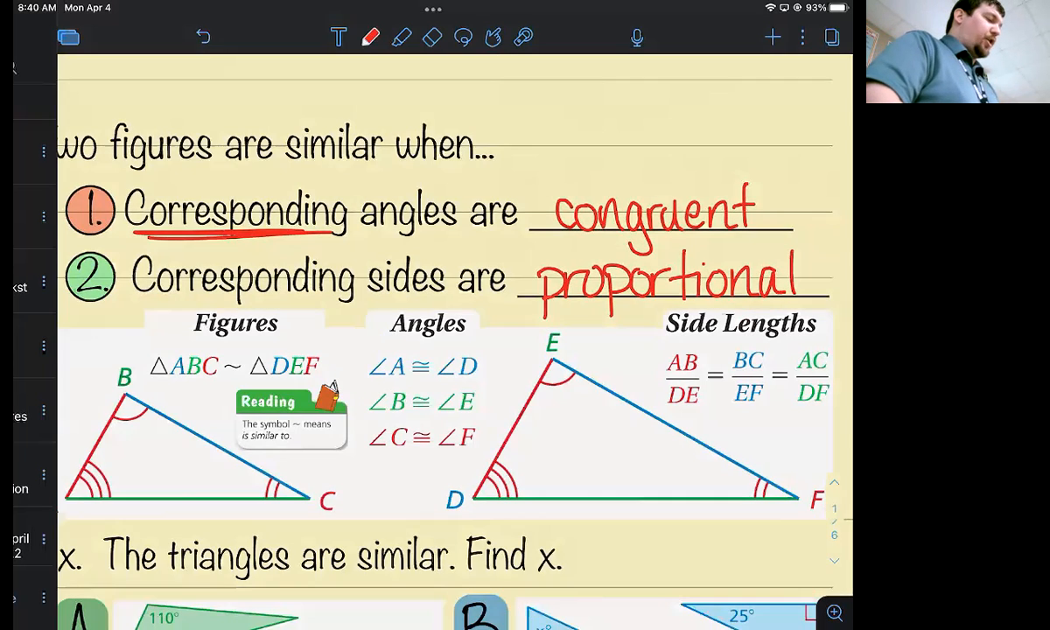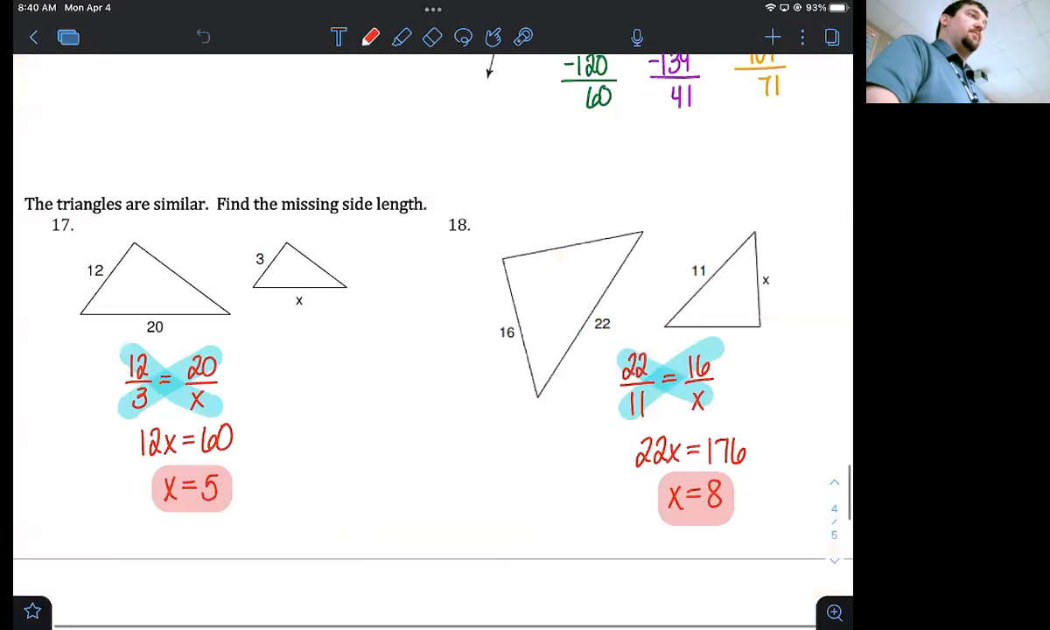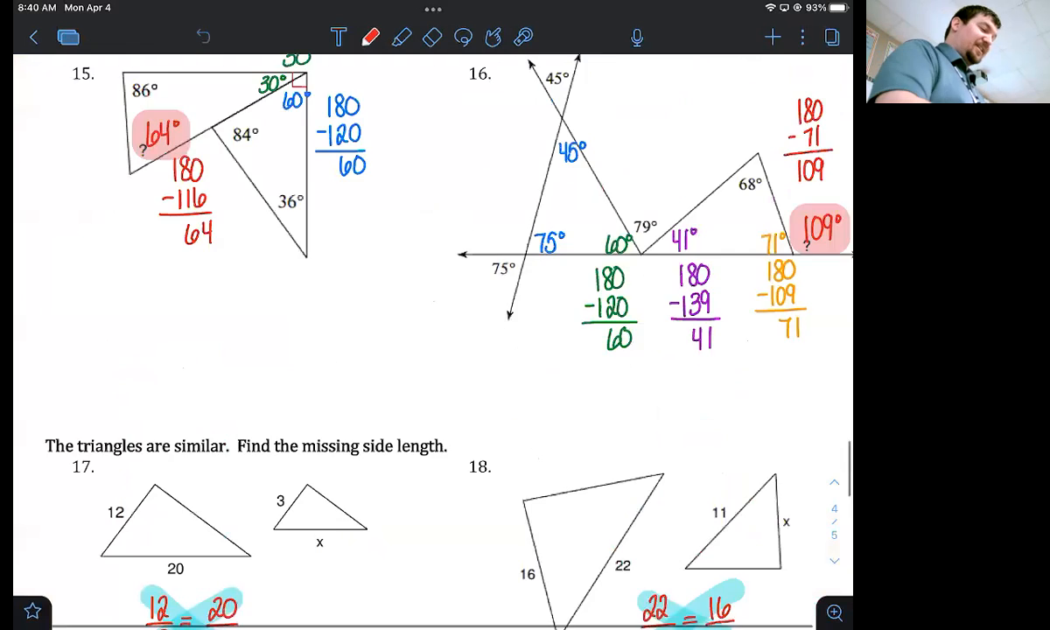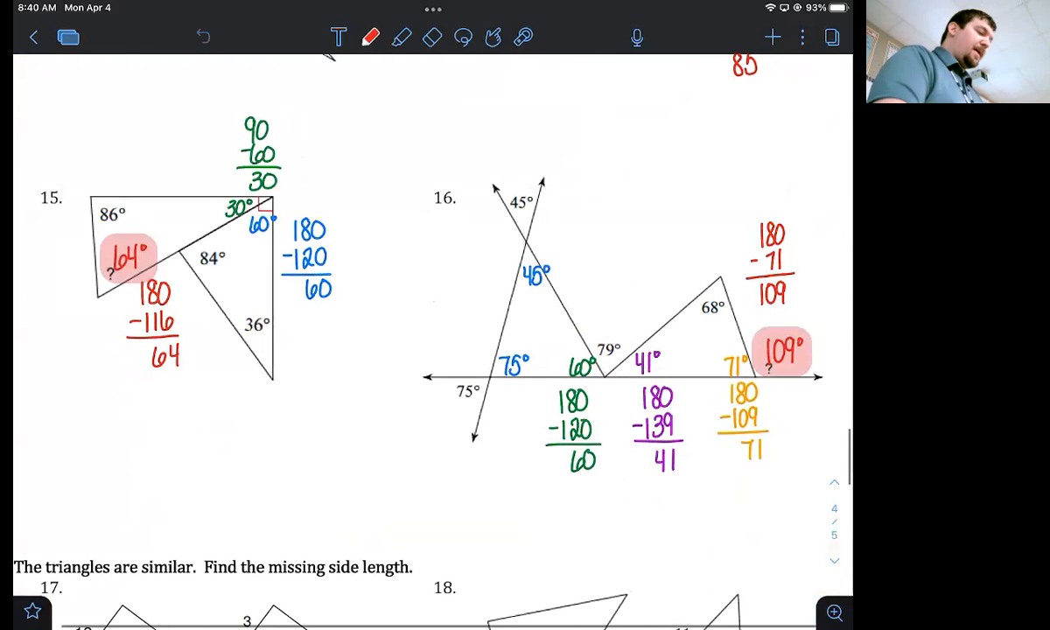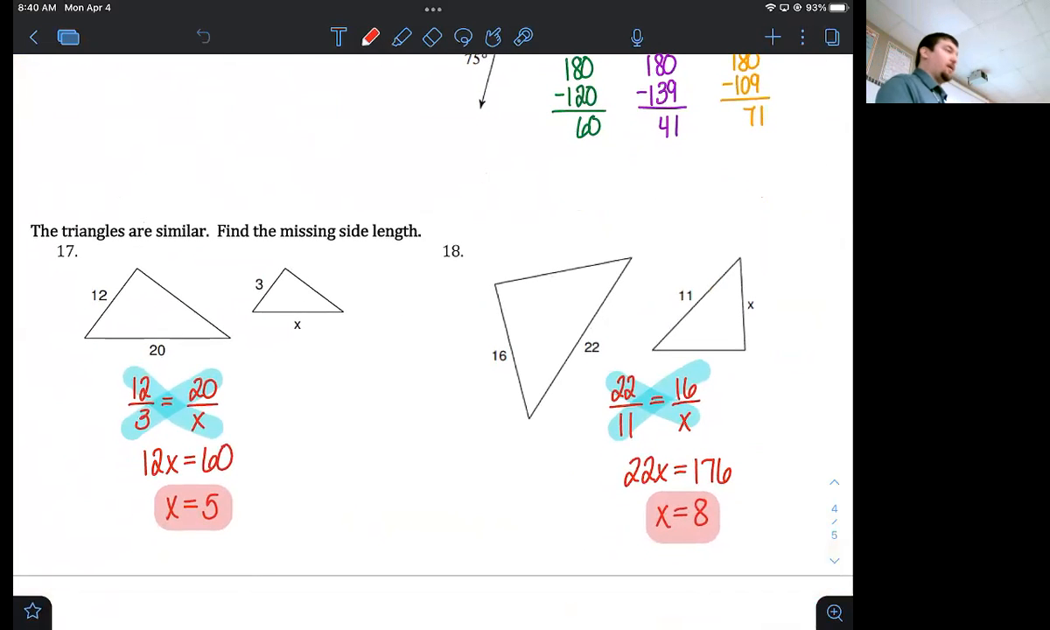Now, a while back, we did a worksheet called the triangle worksheet. Some of you guys remember this one because you didn't really like it. And I can see why, especially when you had so many different angles to find. The last two problems on the triangles worksheet gave you two triangles. It said they were similar and it asked you to find the missing side lengths. That was actually pretty easy to do.